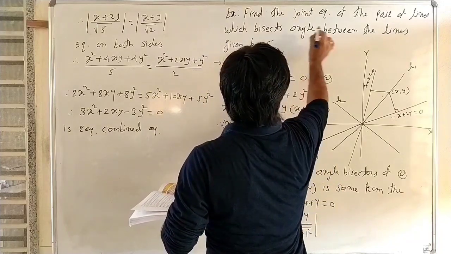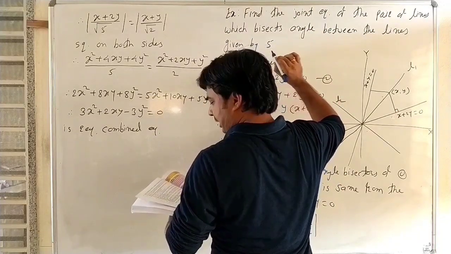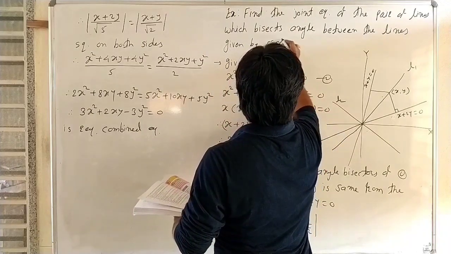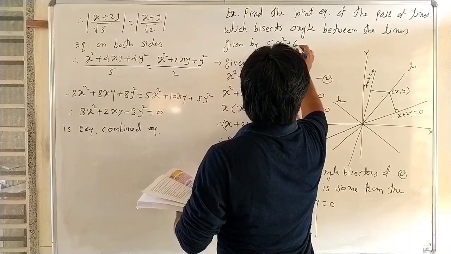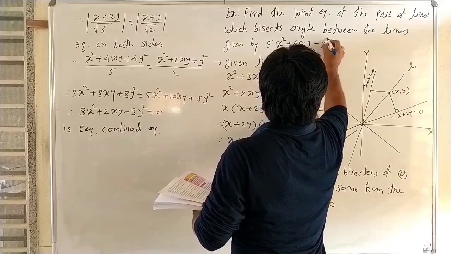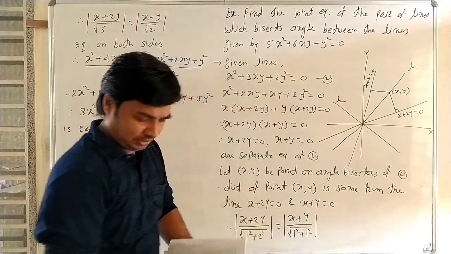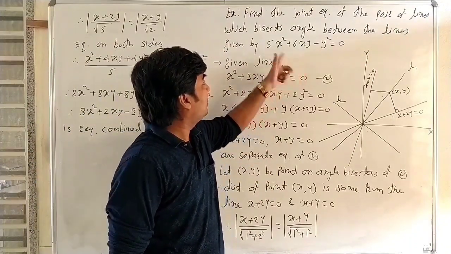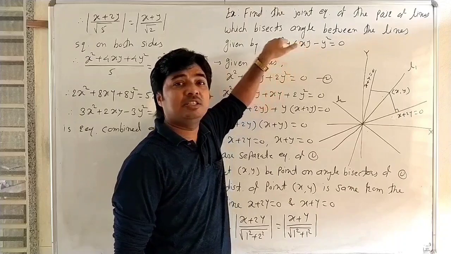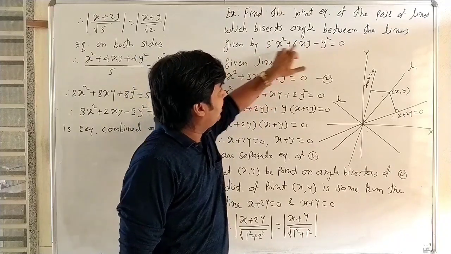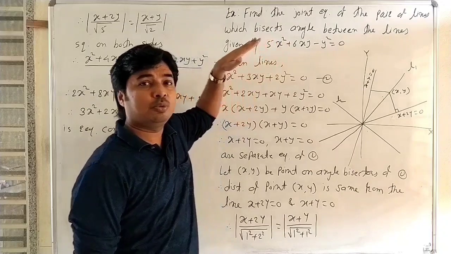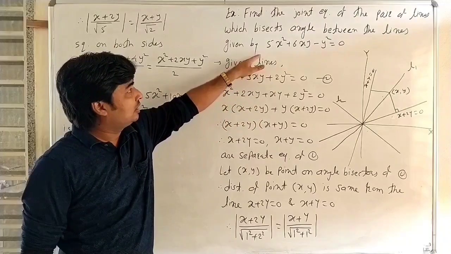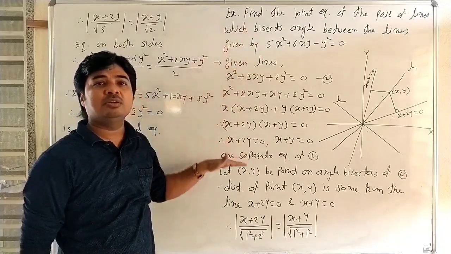Same, find the joint equation of pair of lines which bisect the angle between lines represented by the equation 5x square plus 6xy minus y square is equal to 0. Okay, now same concept. First we separate this equation, but here multiplication is minus 5 and addition is plus 6. Here we cannot factorize this term, therefore we find the separate equation by using the formula method.